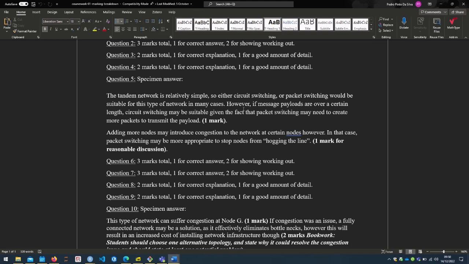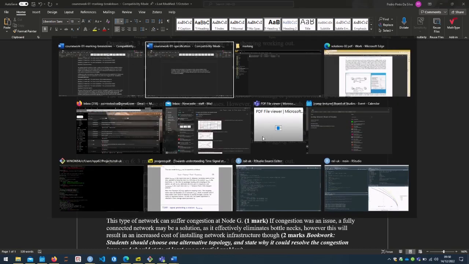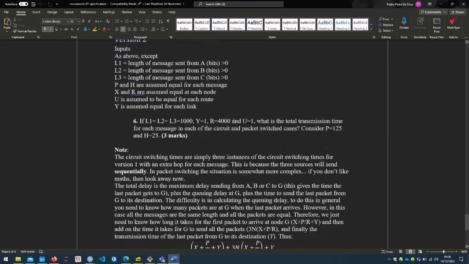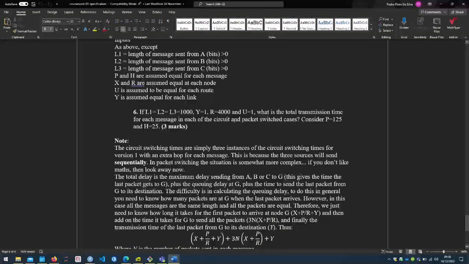Yeah, so one point that's made here is, yes, as you add more nodes to the network, then you start to see congestion, and I think that's the point of the star network that's introduced next. So let's go back. So in version 2 we're looking at the star network.